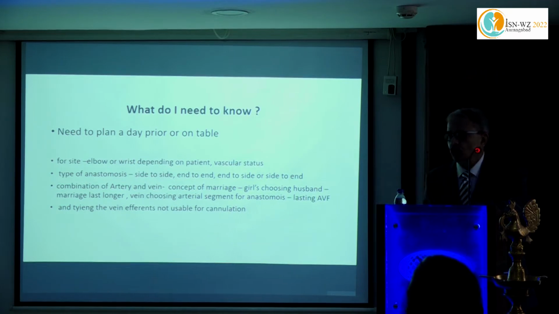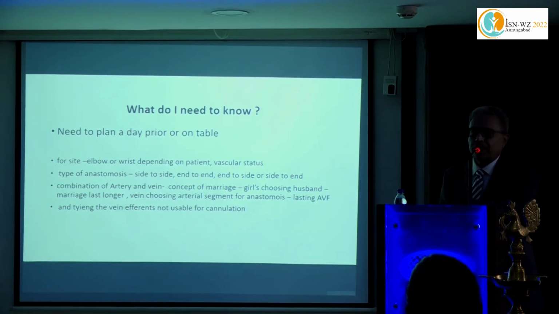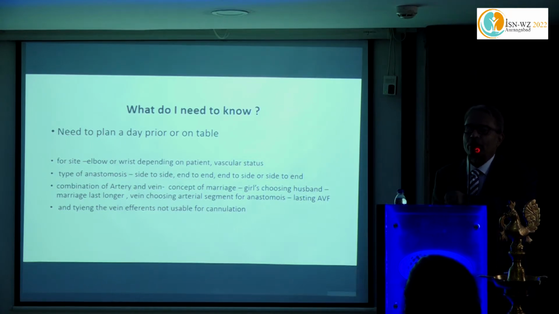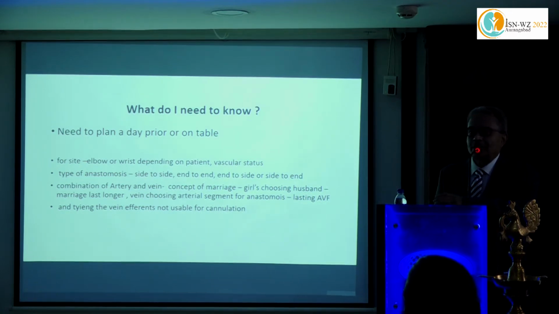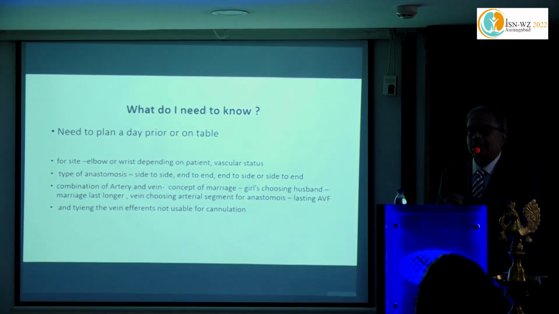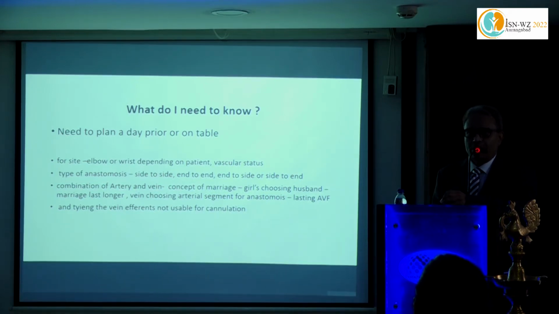One of my seniors used to say jokingly that creating an AV fistula is like organizing a marriage of your daughter. So a nephrologist becomes a father of the daughter, and the vein becomes the daughter. Vein is the daughter, and the artery is the husband. So the long-lasting marriage depends on the girl's liking for the husband. So a vein has to choose which artery it has to go for a lasting fistula. Because if you pull or push or force a vein onto some artery, you can make a fistula or anastomose it, but it will not last long.